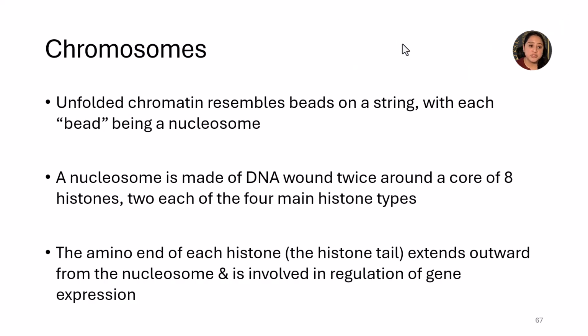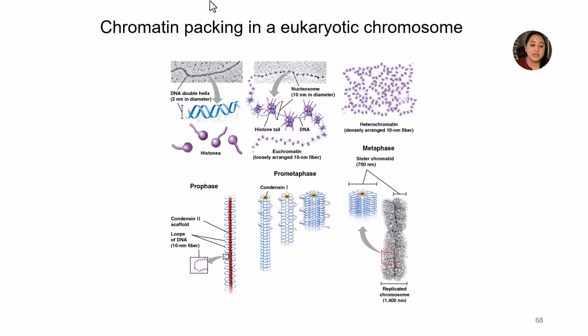And then unfolded chromatin resembles beads on a string, with each bead being a nucleosome. So let me show a picture on the next slide really quick. So DNA, and then histone proteins. And so when DNA is wrapped around the histone proteins, it's called chromatin. And then each little bead, or one section of DNA wrapped around histones, is called a nucleosome. So yeah, from far you can see how it kind of looks like beads on a string.